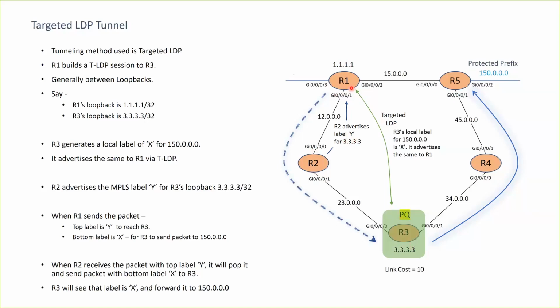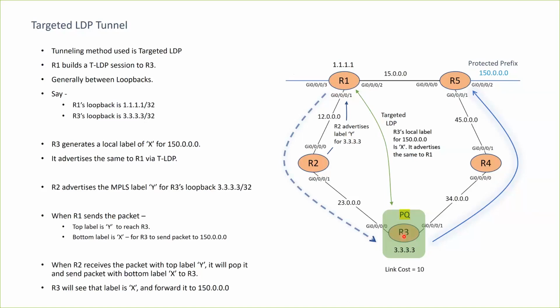Top label of Y ensures that the traffic will reach R3. Bottom label of X ensures that R3 will forward it to the destination. So if R1 sends traffic with top label Y to R2, R2 will just pop the label because R3 is directly connected, right? So far with me on this? R3 will receive a packet with label X directly.